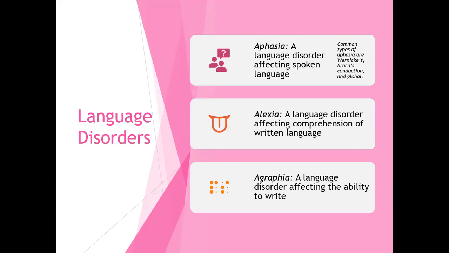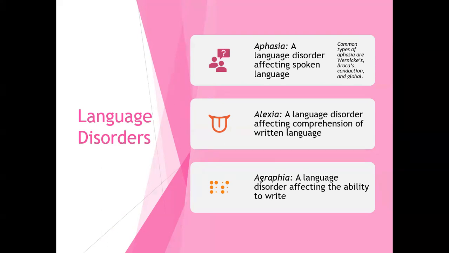So in general, aphasia is a language disorder affecting spoken language. So common types of aphasia include Wernicke's, Broca's, conduction aphasia, which involves the white matter connection between Wernicke's and Broca's, and global aphasia, which affects everything.